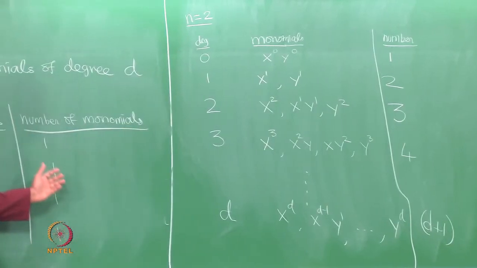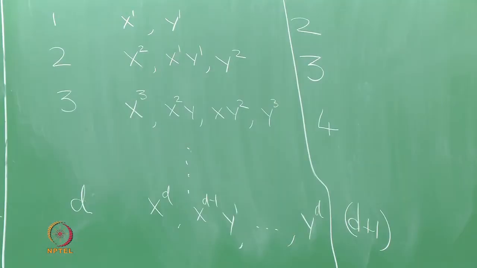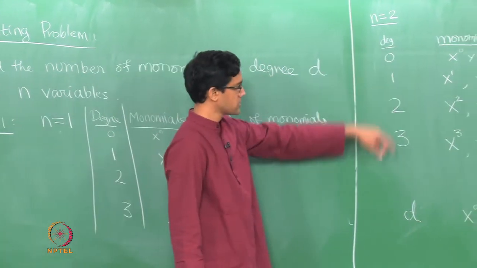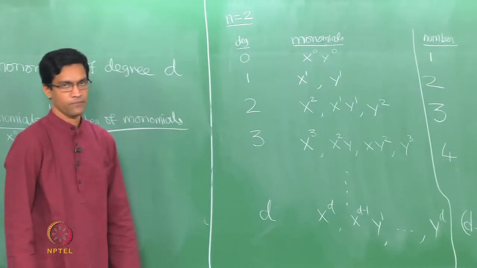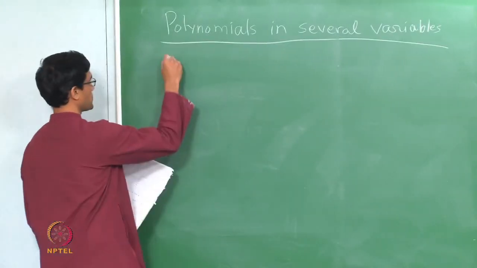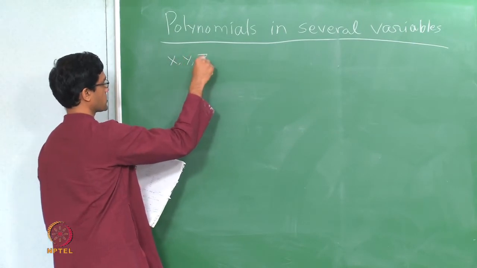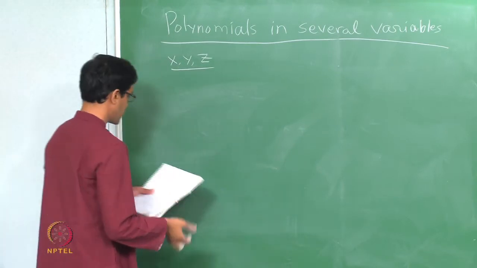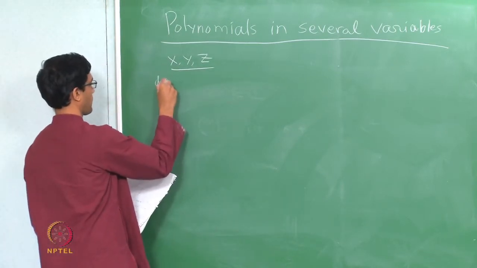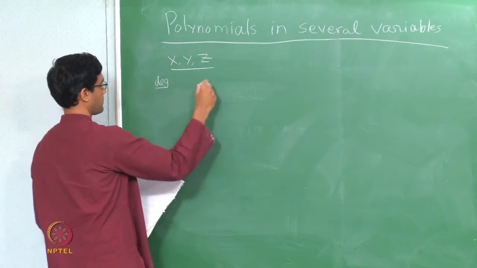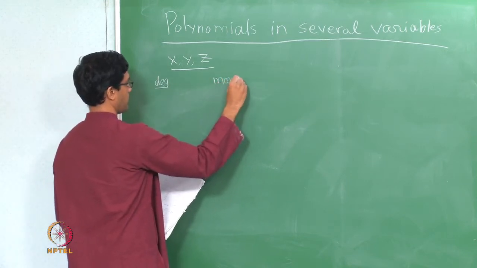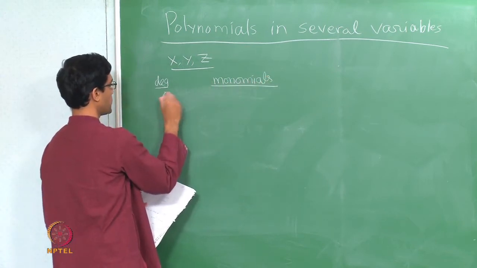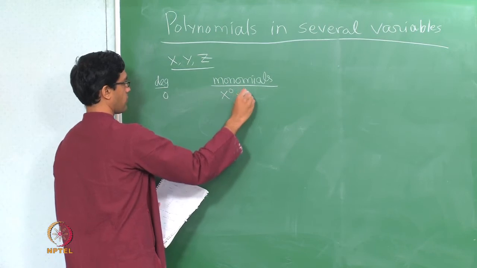Okay, so we have managed to figure the answer out in both these cases. If you only have one variable, there is exactly one monomial of each degree. If I have two variables, there are d plus 1 monomials of degree d. Of course the next thing to do is to look at three variables. Suppose I have x, y and z, let us do the same thing. Let me write out the monomials and then we will count them. Degree 0 is easy, there is only one, x power 0, y power 0.